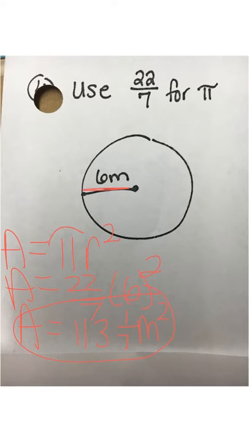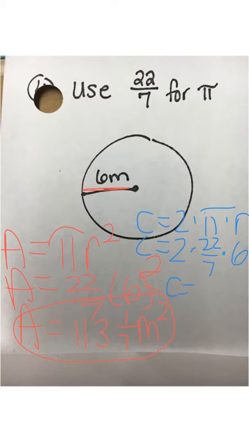For circumference, you are using 2 times pi times r. When you plug it in, it will be 2 times 22/7 times 6. And the answer you will get is 37 5/7 meters.